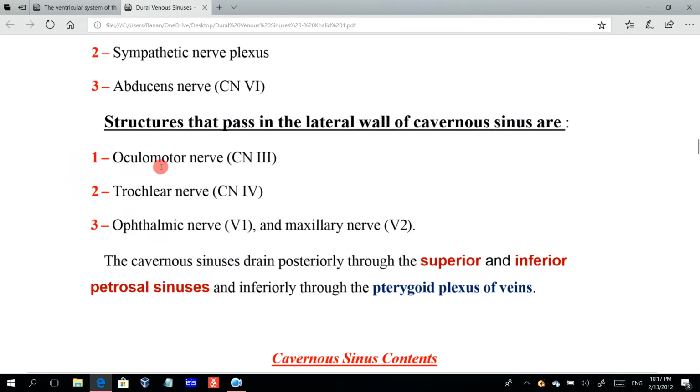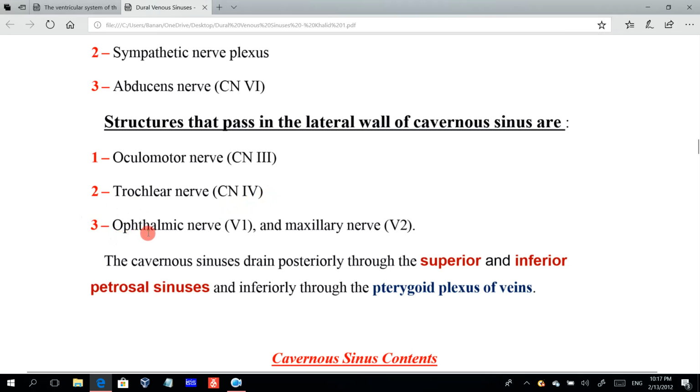First of all, we have the oculomotor nerve, cranial nerve number 3. It passes through the lateral wall of the cavernous sinus, and then it leaves the cavernous sinus to enter the orbital cavity through the superior orbital fissure. The second structure is the trochlear nerve, cranial nerve number 4. It also leaves the cavernous sinus to enter the orbital cavity through the superior orbital fissure.